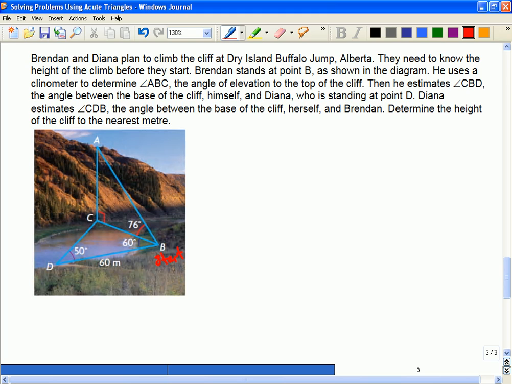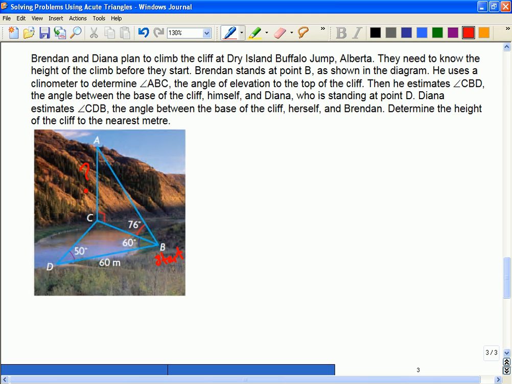Determines the angle for ABC. Then estimates angle C, B, and D. And it says the angle between the base of the cliff and himself. So it looks like everything that was labeled in there. Here's what the problem's asking us, the height of this cliff, so I'm going to put a question mark there. That's what we're looking for.